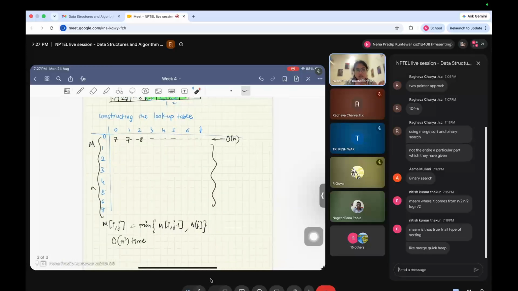But this is just a one time effort. Once you have made the table, this time is not something we will care about. This is something we spent so that the subsequent queries become easier.